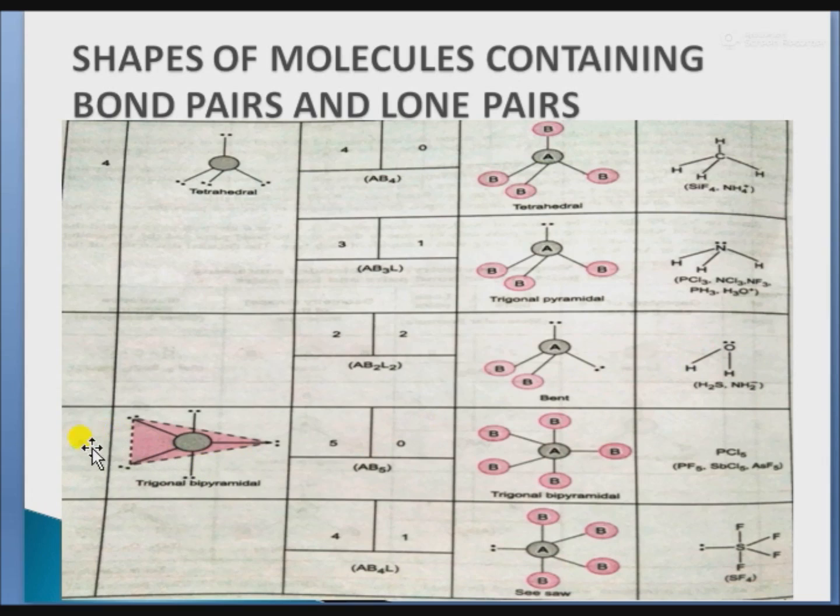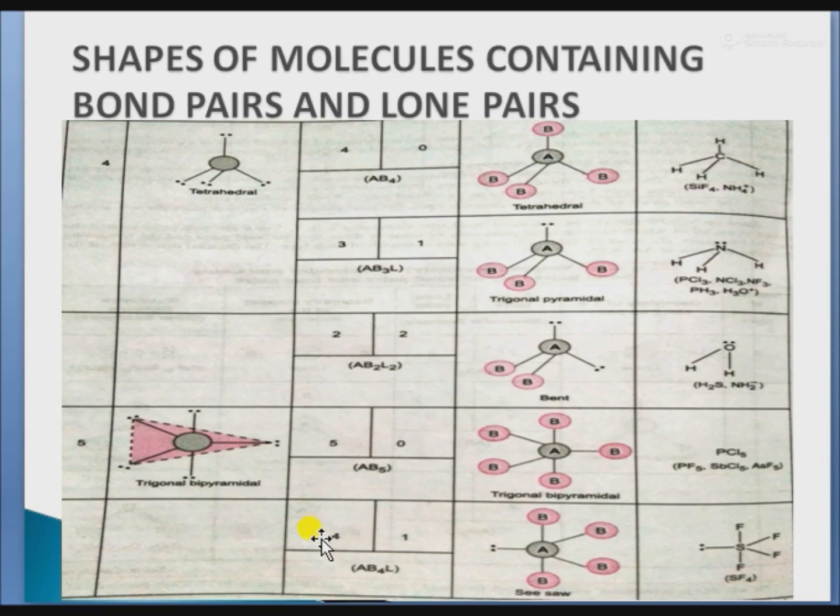Next is when electron pairs are 5, its geometry is trigonal bipyramidal. It means it contains 5 bond pairs and its formula is AB5. For example, PCl5, PF5, SbCl5, AsF5, etc., in which 3 bonds are in one plane called equatorial bonds and 2 are out of the plane called axial bonds to acquire minimum repulsion.